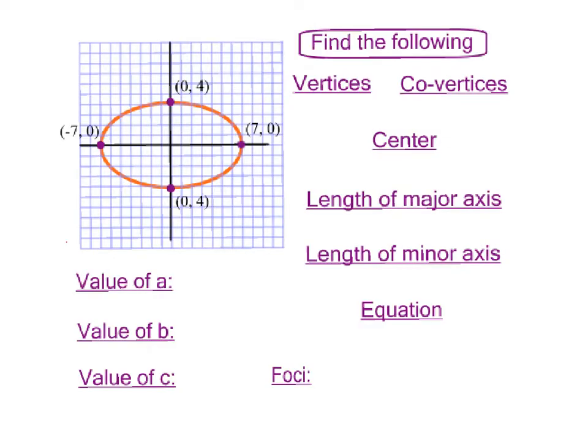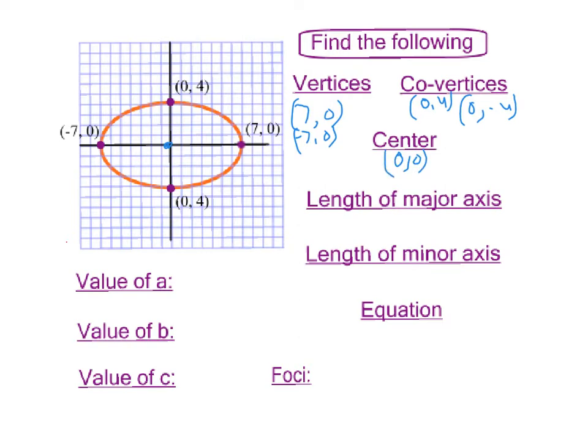Alright, so we should be able to find out a lot of information from this ellipse. Remember, the vertices are the ones that are farthest away, the most stretch of what could have used to be a circle. So we're saying that this would be 7, 0, and -7, 0. They're the farthest ones from the center of the ellipse. The co-vertices are the ones that are the shorter radius. 0, 4, 0, -4. The center in this case is right at 0, 0.